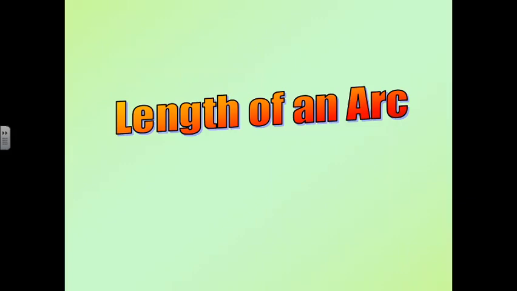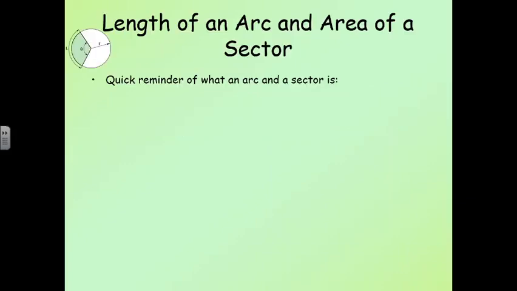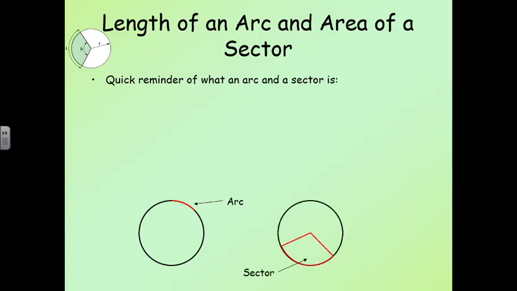to talk about arc length. Now, a quick reminder of what an arc is. So we look at that. An arc is just part of the whole circumference of a circle, and a sector is part of the whole area of a circle.